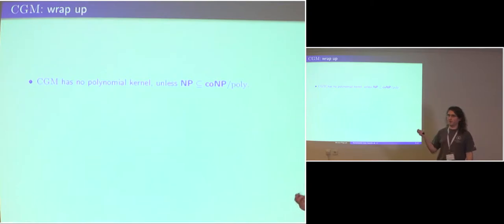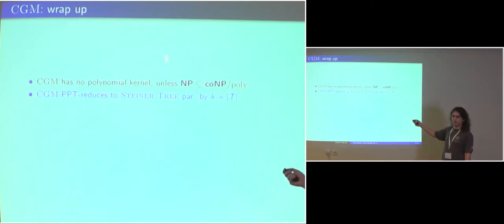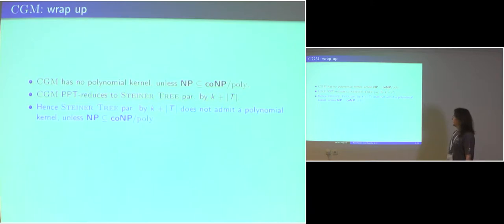Colorful graph motif doesn't have a polynomial kernel. We have proven this by a trivial composition. Then it reduces to Steiner tree parameterized by k plus t, because in the target instance the number of terminals is determined by the input parameter and the budget is also determined by the input parameter. So k plus t is actually 2k in the original terms. Yes? And hence the Steiner tree doesn't have a polynomial kernel unless bad stuff happens. Because if it had a polynomial kernel, then the composition of the reduction and this would give a polynomial kernel for colorful graph motif. And that's the end of the story.